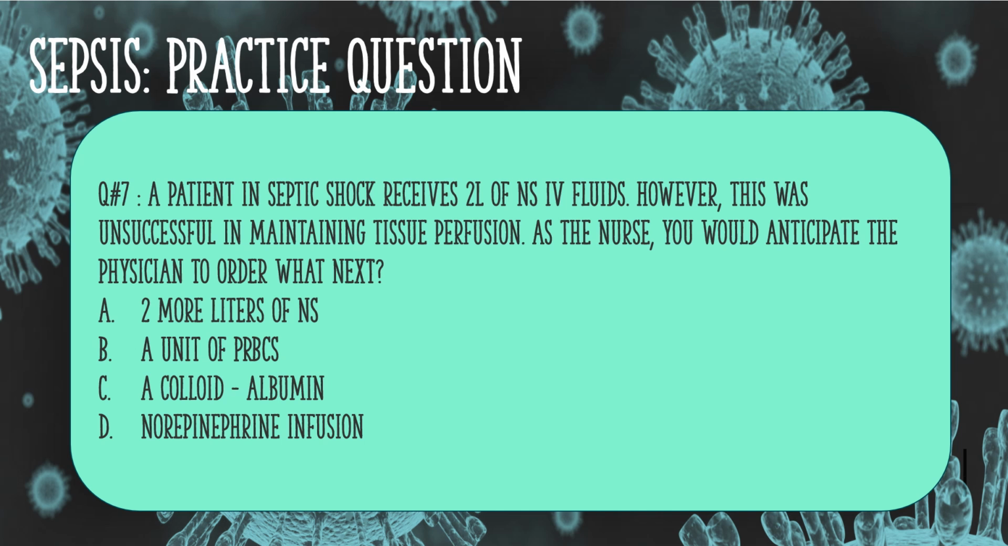The answer is D, a norepi. So if you have a patient that is still hypotensive despite fluid resuscitation, the next thing we're going to do is add a vasopressor, and we're going to titrate that based on MAP.